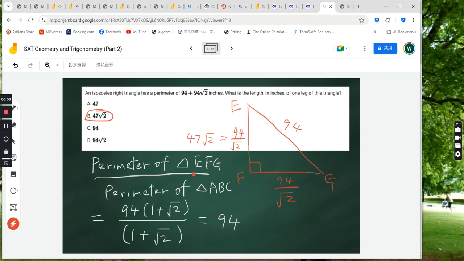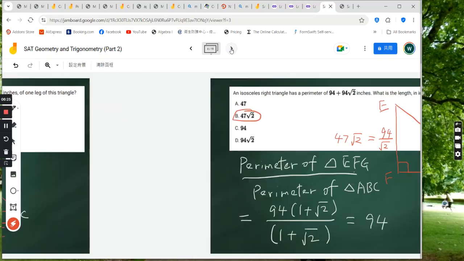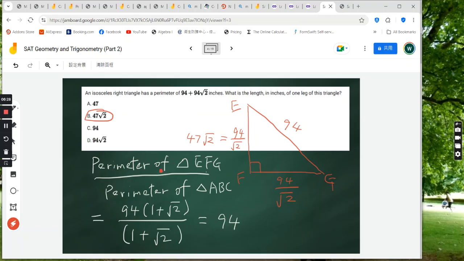If we refer to this triangle as EFG, this is how it looks. The perimeter of triangle EFG divided by the perimeter of triangle ABC, which is the smaller one, the similar triangle where the hypotenuse is 1 unit. All right, so the perimeter of triangle EFG is, well, it's given to be 94 plus 94 times square root 2, right? They tell us that.